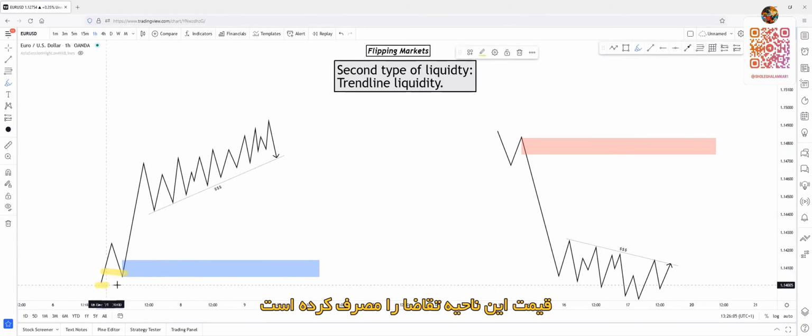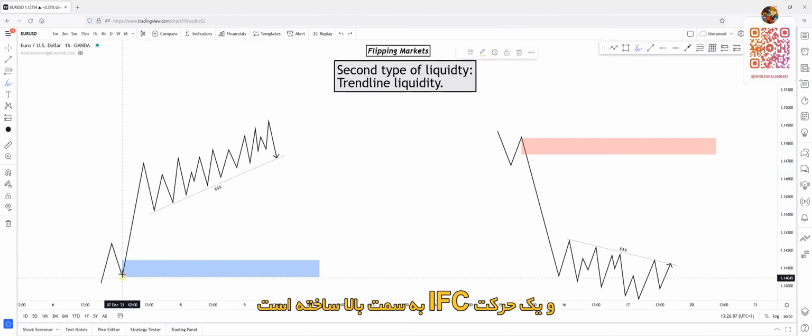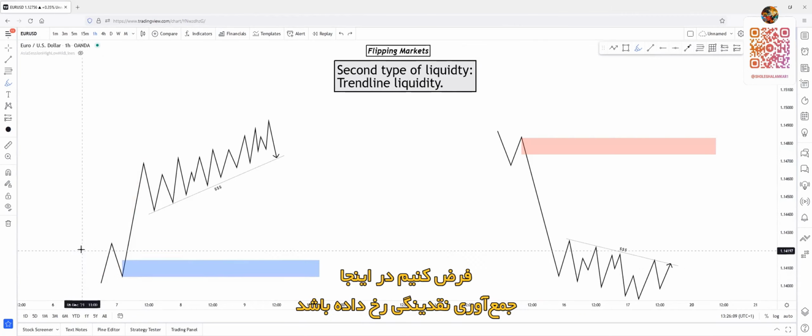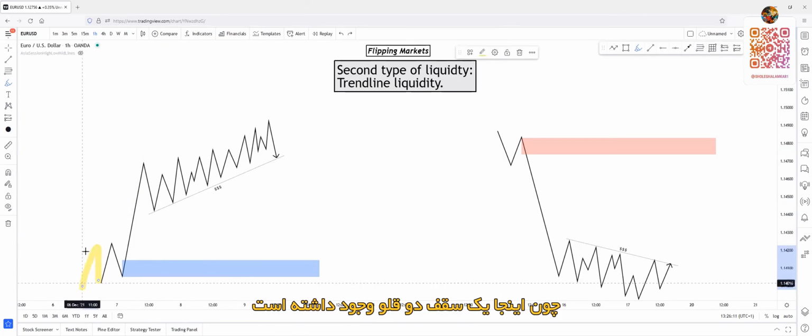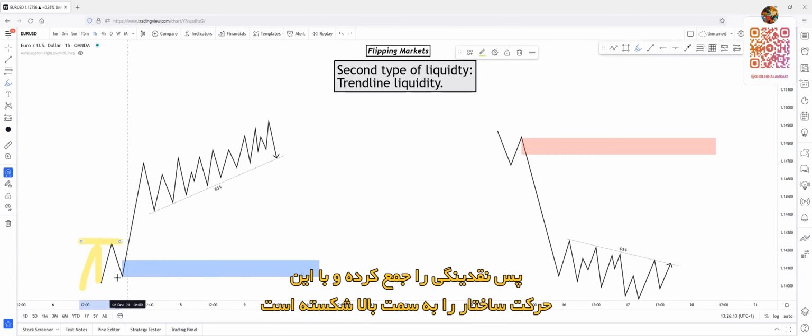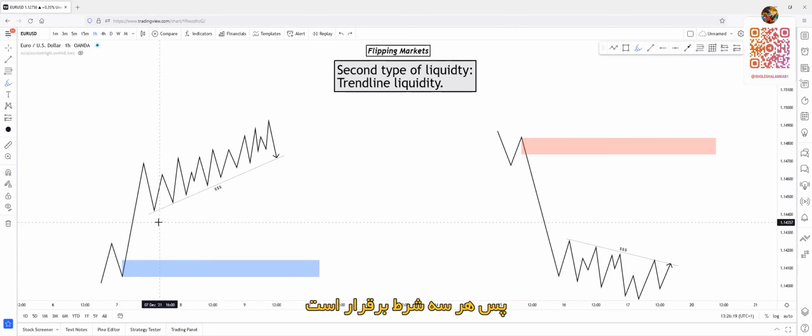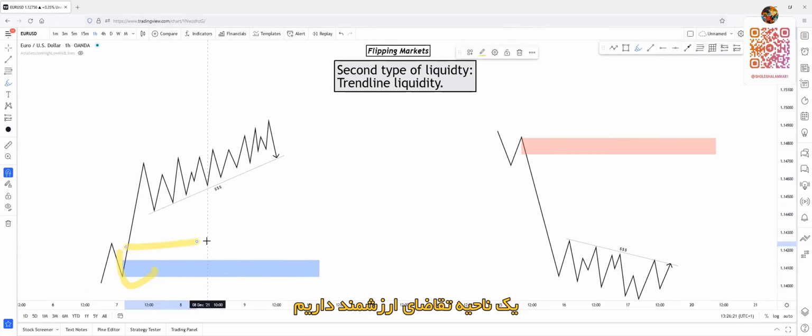Price mitigated this demand zone here. After this, it created an inefficient push to the upside. Let's say it swept the liquidity from this region because we had a double tap here. So it swept the liquidity and broke structure to the upside with this movement. So it has all the three criteria, and this is a really valuable demand zone.